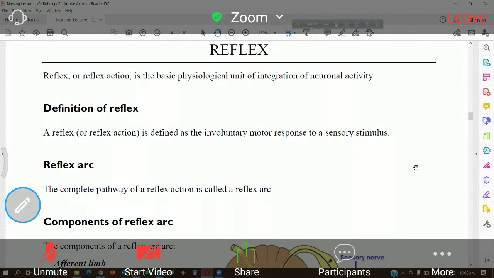of the integration of neural activities. Without reflex, most of our day-to-day motor activities will be lost. When we are awake and in the daytime, when we are performing many different types of motor functions and activities, a lot of these activities will be lost if reflexes are lost.